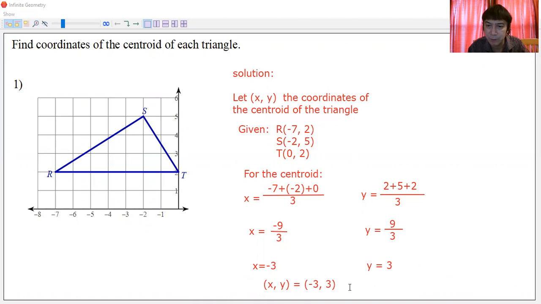So this is for the centroid. That's it. We have the answer down here. That's our answer. Let's check and verify from the worksheet. That's negative 3, 3. That's it. That goes to our first number. Let's continue with the second.